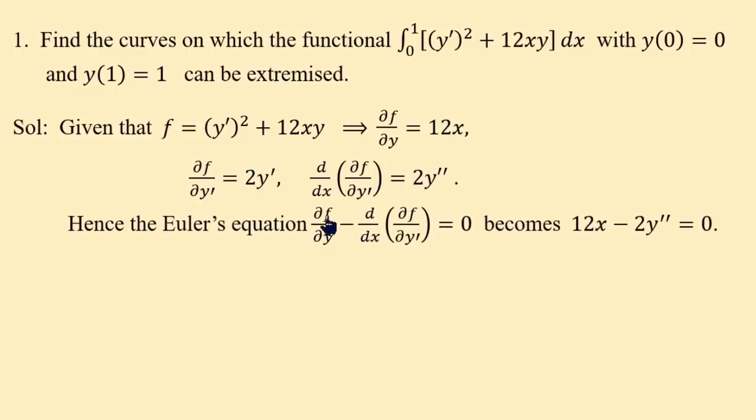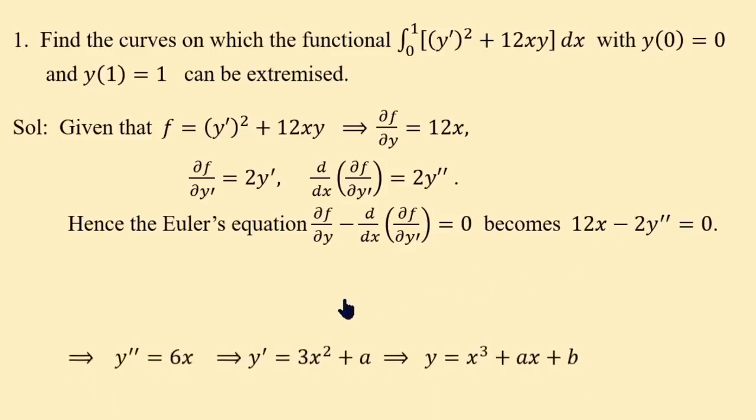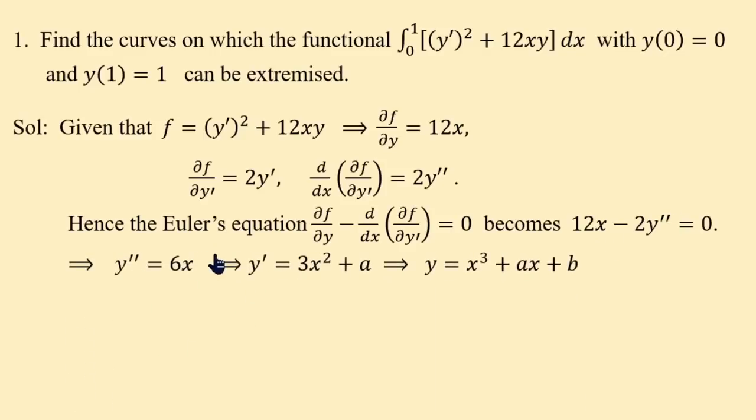So the Euler equation is ∂f/∂y minus d/dx of ∂f/∂y' equals 0. Here ∂f/∂y is 12x, minus 2y'' equals 0. Now see this, 2y'' is 12x, so y'' is 6x.